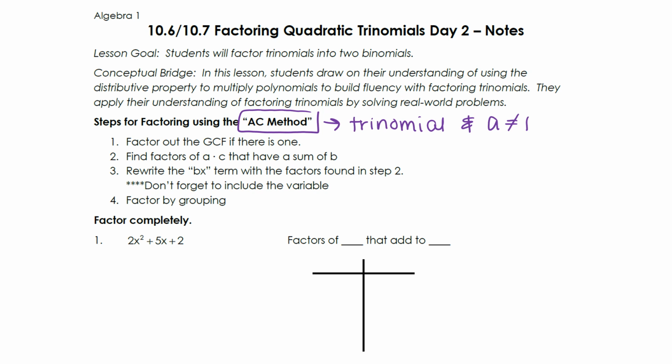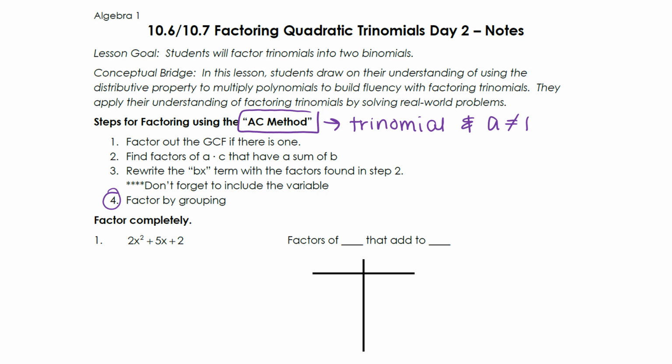These problems do take a little bit of work. So you'll notice right here, step 4, we're going to end that problem by factoring by grouping. And if you remember in 10.5, factoring by grouping actually does have quite a few steps to it. But as always, step 1, factor out the GCF if there is one. So looking at number 1, 2, 5, and 2, they don't have anything in common besides 1. I'm not going to factor out a 1 because that's not going to change anything.